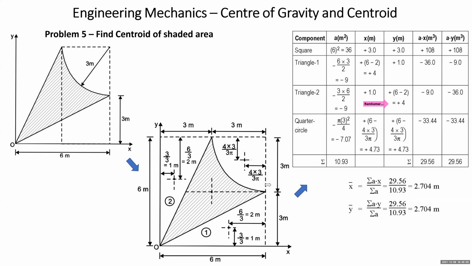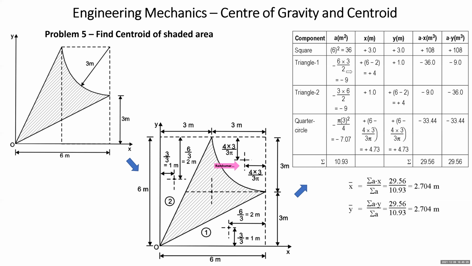Then we come to this quarter circle. The quarter circle area is minus pi r square by 4. This is the centroid of this quarter circle. This point is right of the y-axis, so the x coordinate is positive. The total distance is 6, and this is 4r upon 3 pi, so the x coordinate is 6 minus 4r upon 3 pi. This point is above the x-axis, so the y coordinate will also be positive. The y coordinate is 6 minus 4r upon 3 pi. This is right.